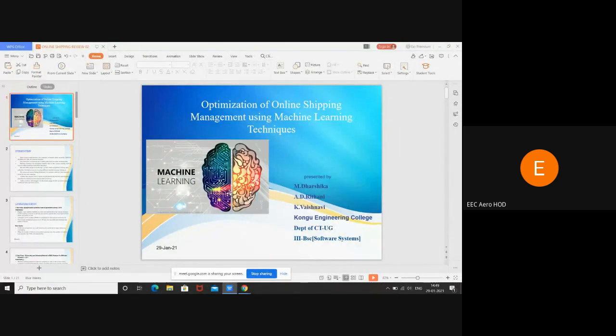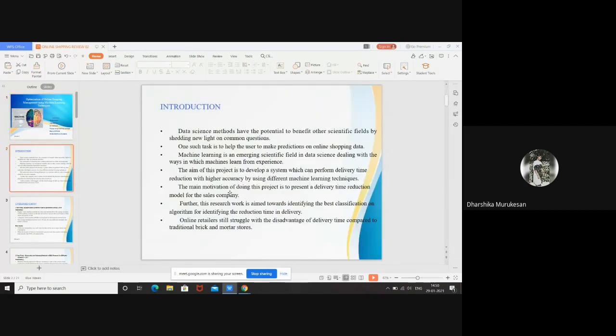Good afternoon, everyone. Our topic is optimization of online shipping management using machine learning techniques. Myself Darshika, and my team members are Ritani and Vaishnavi. We are from Kongu Engineering College. Our main motive is using machine learning algorithms. It is the application of artificial intelligence which provides the system's ability to automatically learn and improve without explicit programming.